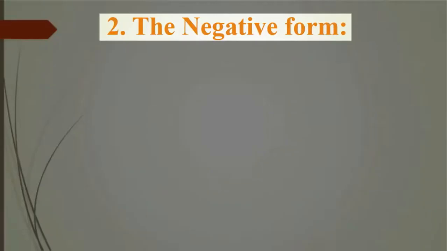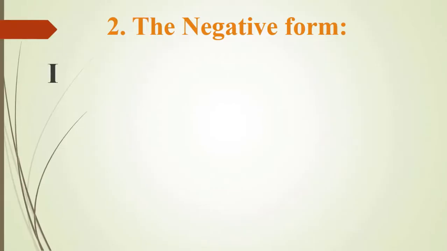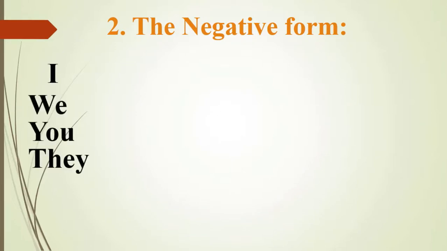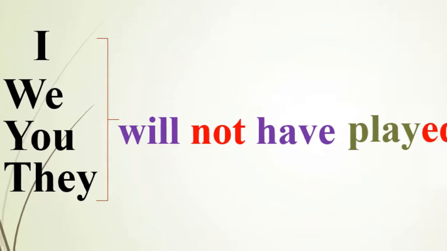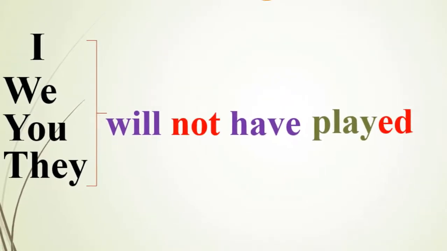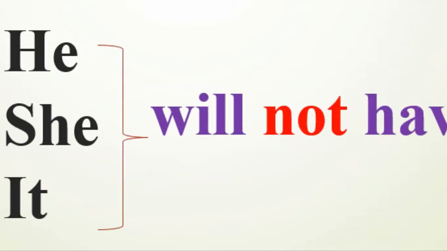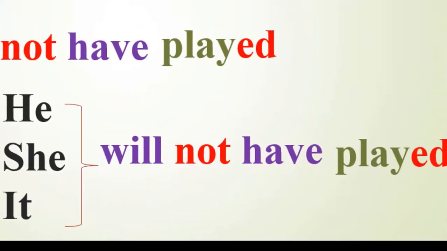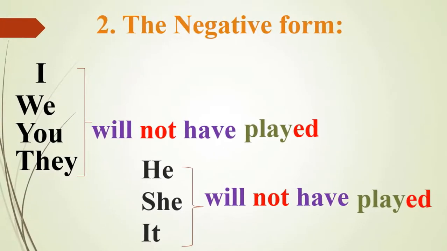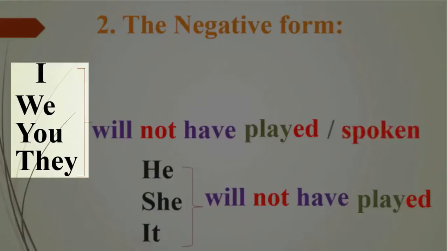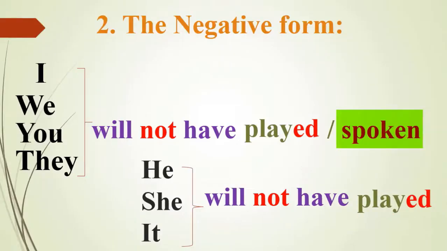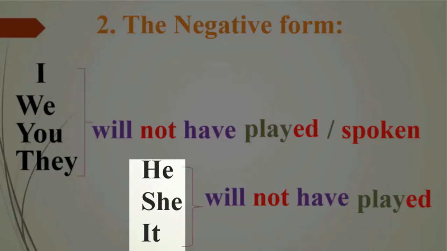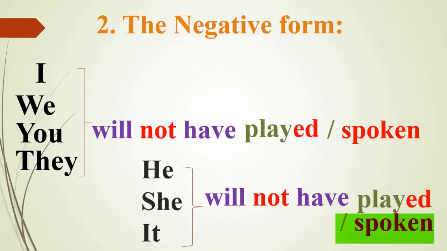Two, the negative form. I, we, you, and they will not have played. He, she, and it will not have played. And the same thing can be said about irregular verbs. We can say I, you, we, and they will not have spoken. He, she, and it will not have spoken.